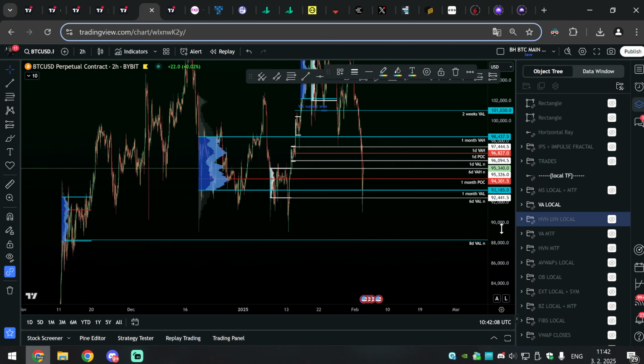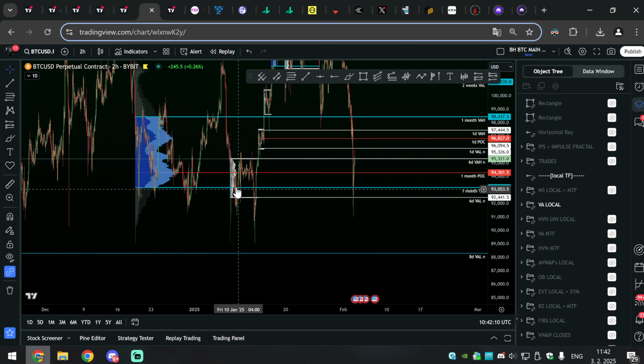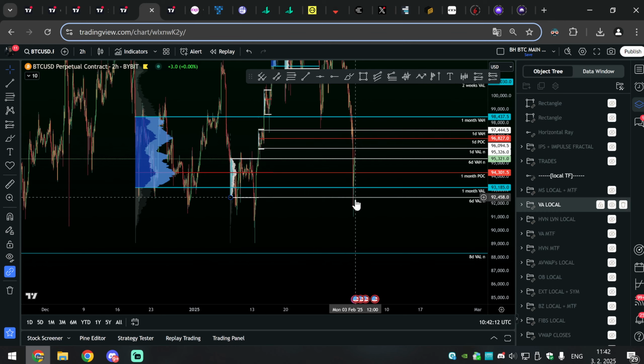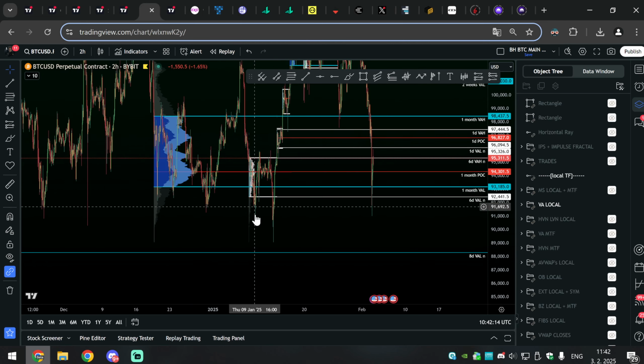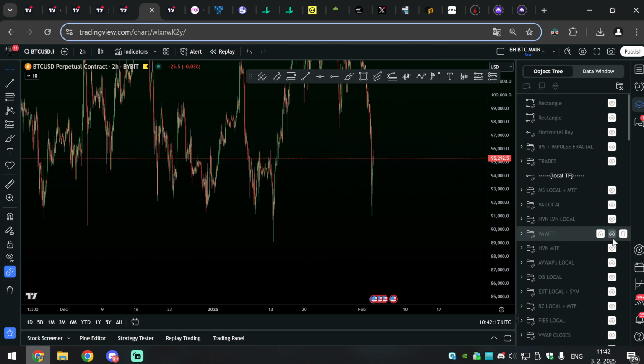So you see we're doing also some local range rotations. This range got rotated as well into here. So also locally, it was your opportunity area here. Now we can go to medium time frame.